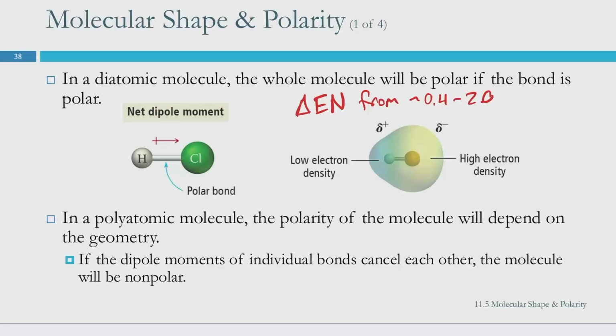If we've got a polar bond, it's going to be a polar molecule. There's nothing to offset the partial negative and partial positive charges. So for diatomic molecules, it's simple. If there's a polar bond, it's a polar molecule. If we've got a polyatomic molecule, the polarity depends on the geometry.